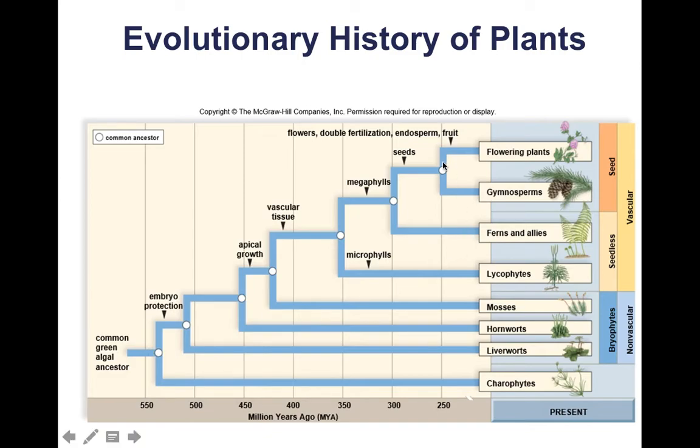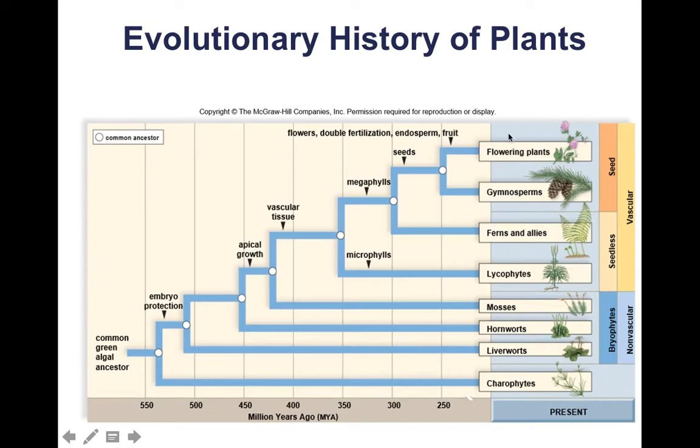If we were talking about an ancestral trait in the seed plants, we could say that an ancestral trait would be megaphylls, right? Megaphylls are larger leaves. These are found in common ancestors, and they're also found in the current taxa.